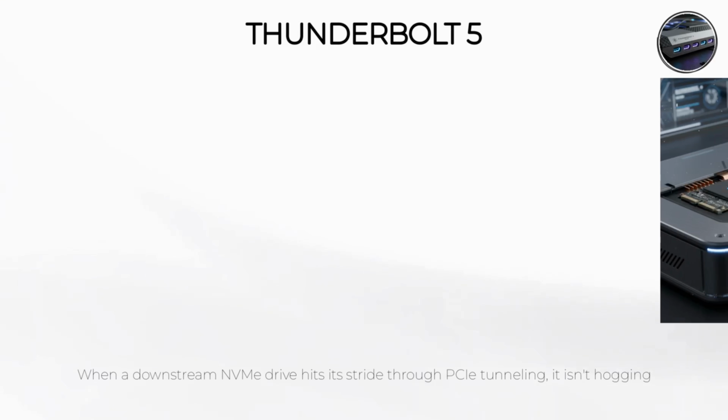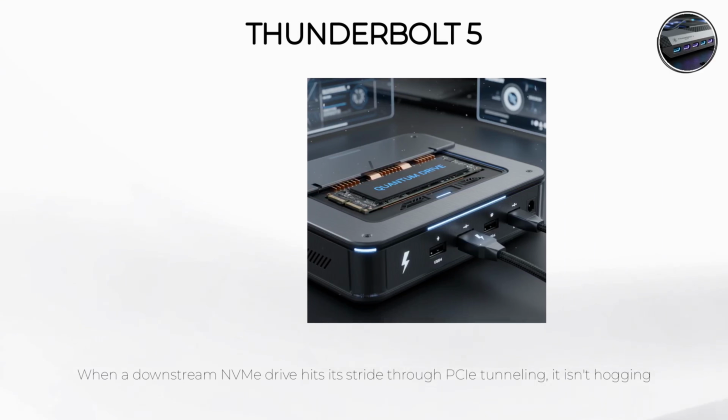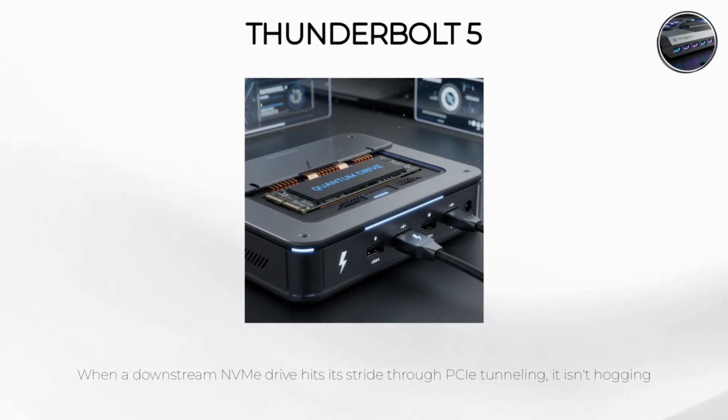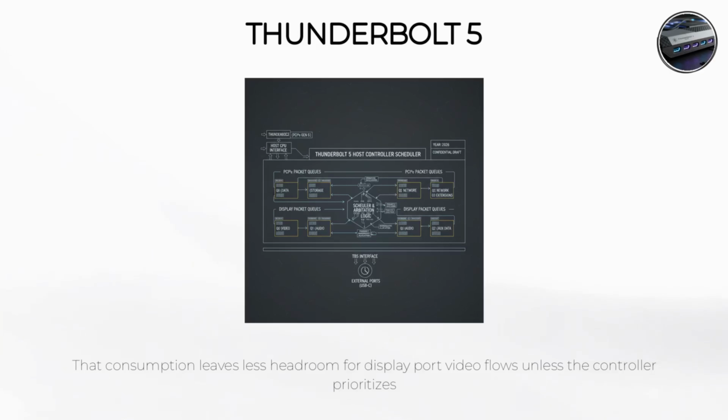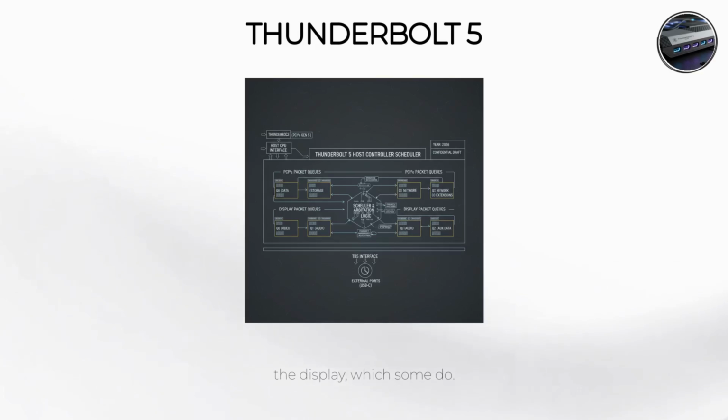When a downstream NVMe drive hits its stride through PCI tunneling, it isn't hogging the link, it's fairly consuming the bandwidth the scheduler allocates to data flows. That consumption leaves less headroom for DisplayPort video flows unless the controller prioritizes the display, which some do. The differences you feel between hubs aren't imaginary.